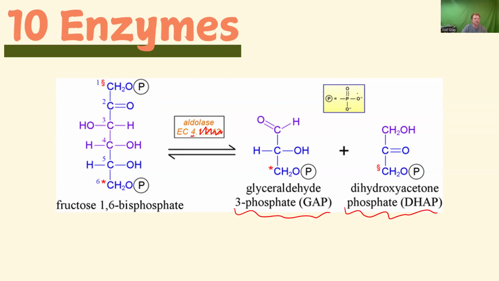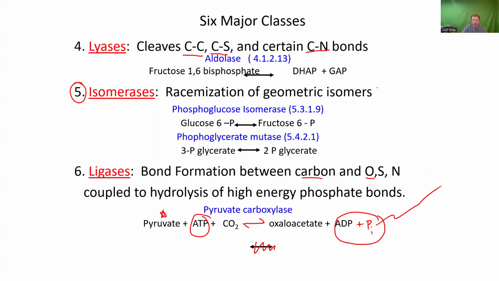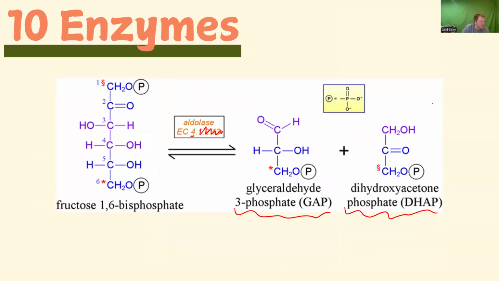What type of enzyme does that? Well, we are breaking a carbon-carbon bond. So this is a lyase. So I'm going to go back and I'm going to circle the carbon-carbon bond. So this is a lyase. What bond is being broken? Well, the bond between carbon number 3 and carbon number 4. We're splitting that.